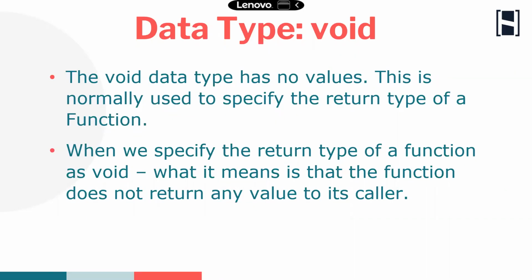Void means nothing. Void data type means no value, nothing. Normally, we use the void data type in two situations. One, when we are dealing with the concept of functions. You remember, functions is one of our derived data types. What we are discussing is our fundamental data types. Void is one keyword, one data type, which is fundamental, but we use it for creating our functions. We use this word with the concept of our functions.